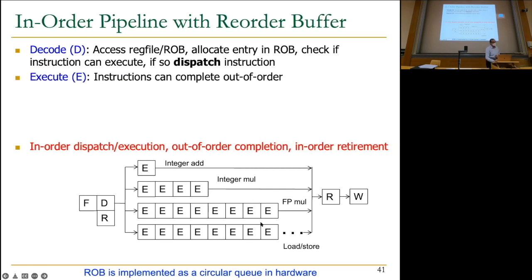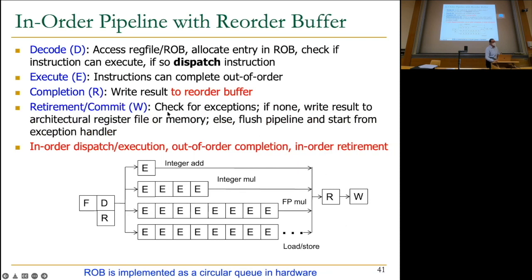In execute, instructions can complete out of order. When the instruction completes, it writes its result to the reorder buffer. And retirement happens asynchronously, if you will. There's a state machine that checks whether the oldest instruction has exceptions. If not, its result is written to the architecture register file or memory from the reorder buffer. If there are exceptions, then you flush the pipeline and start from the exception handler. And this is a complete machine with precise exceptions. This is really the complete von Neumann machine right now that you can be proud of, if you will, that's pipelined.